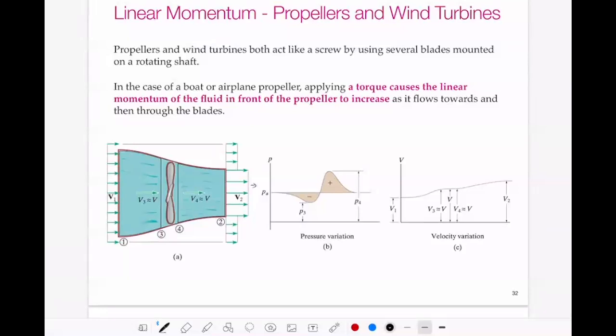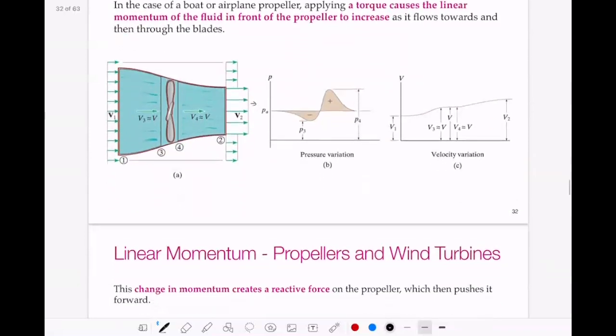So we would consider the inlet of the control volume around a propeller or a turbine at point 1, and the outlet would be point 2, and points 3 and 4 are right in front and right behind the blade. Figure B is showing the pressure variation that's going across that propeller. So what is driving this is the propeller is increasing pressure on one side and decreasing pressure on the other. And that change in pressure causes fluid acceleration. So the fluid velocity is going to increase. So it's all driven by that change in pressure.